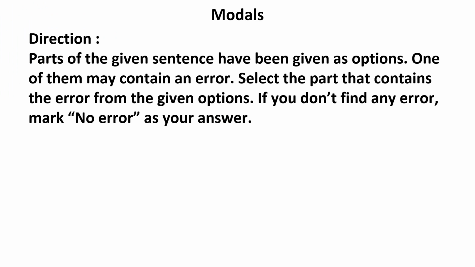The direction which is given to us is: parts of the given sentence have been given as options. One of them may contain an error. Select the part that contains the error from the given options. If you don't find any error, mark no error as your answer. It means some sentences have been given to us. Each sentence has some parts. One of them contains an error that we have to find out. We have to select that particular part in which the error is there. So let us begin the session.